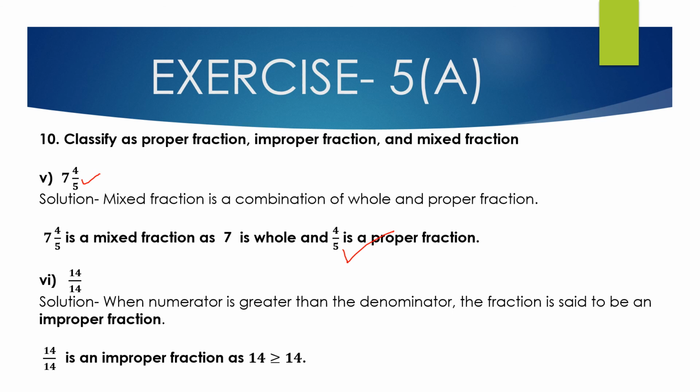Sixth bit is 14 divided by 14. When numerator is greater than or equal to the denominator, then that fraction is said to be an improper fraction. Here 14 divided by 14 equals 1, and this is an improper fraction as 14 is greater than or equal to 14. So 14 divided by 14 is an improper fraction.